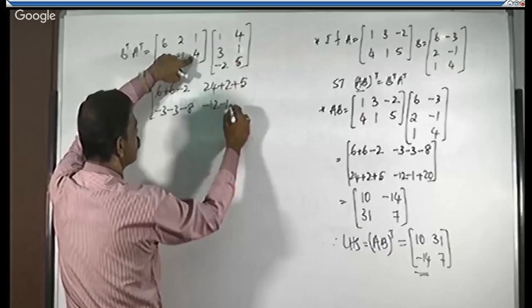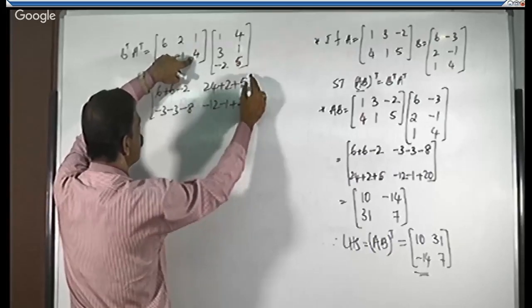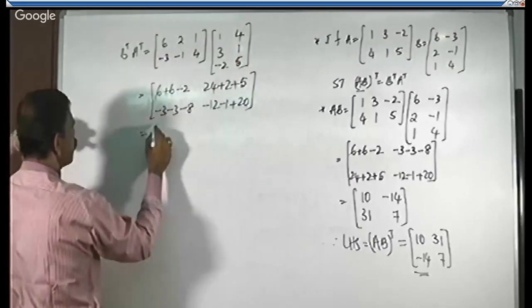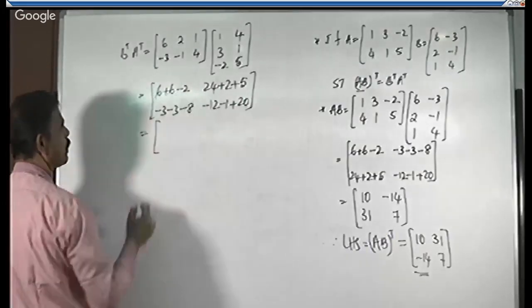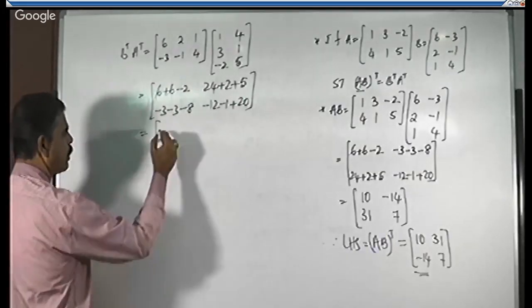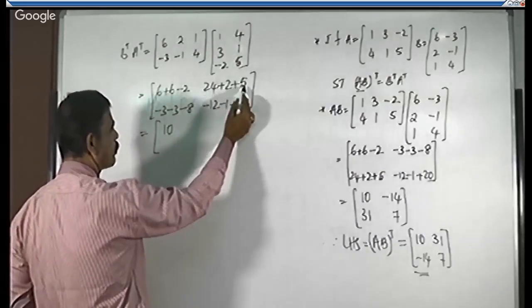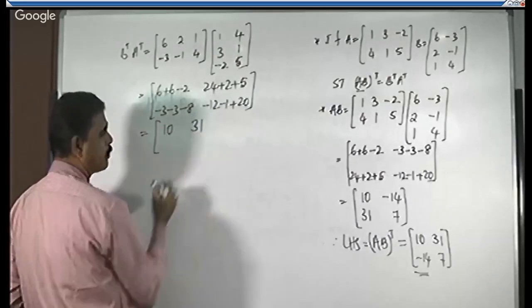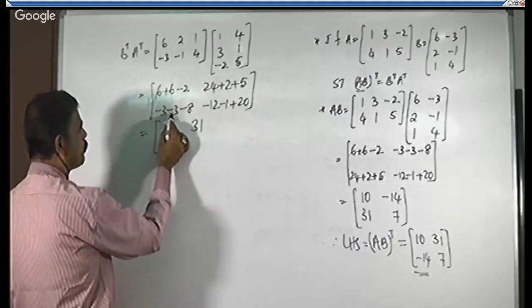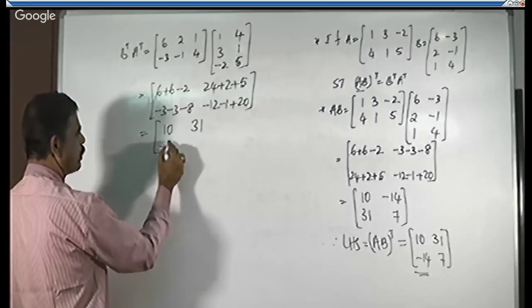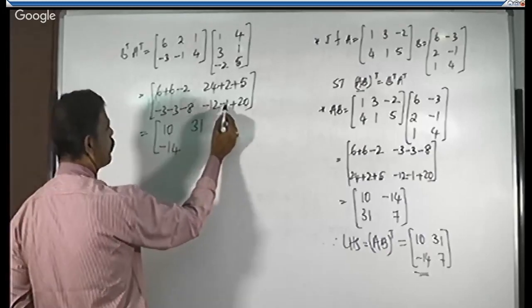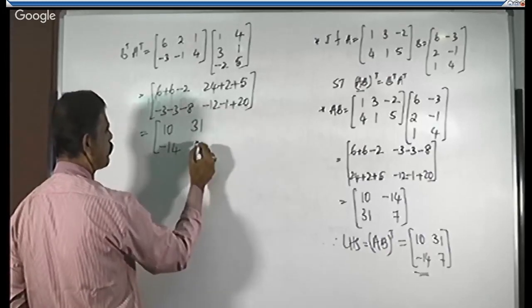Second row, second column, minus 3 into 4, minus 12, minus 1 into 1, minus 1, plus 4 into 5, 30. Then 6 plus 6, 12. 12 minus 2 is 10. 24, 26 plus 5, 31. Minus 3, minus 3, minus 6, minus 8 is minus 14. Minus 13 plus 20 is 7.